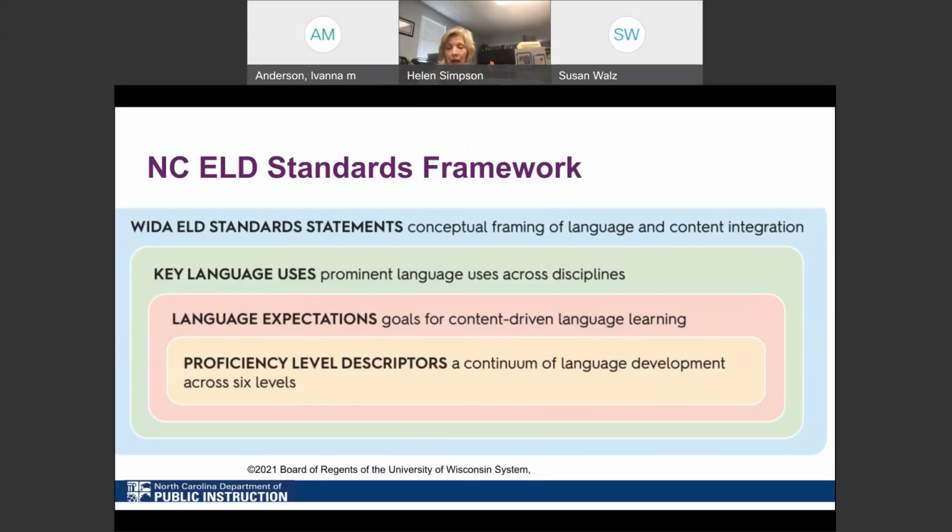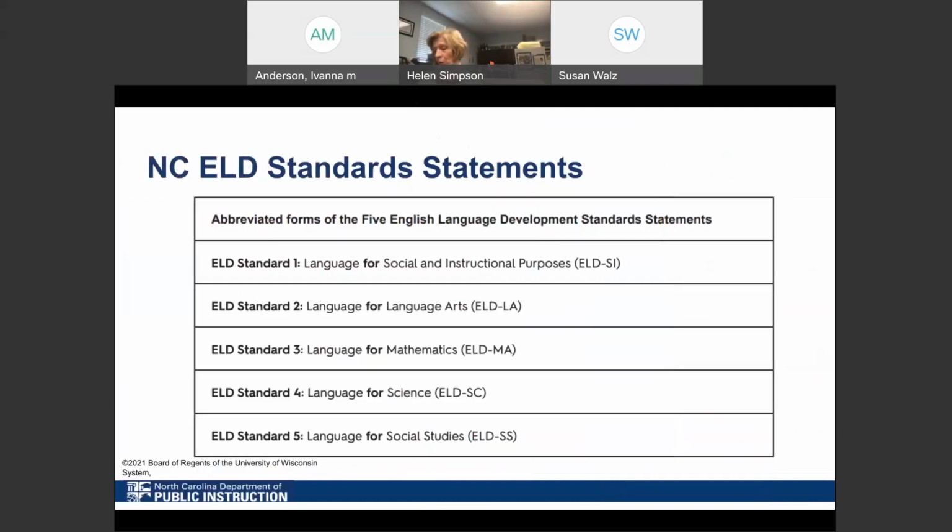Now let's do some unpacking, and we're going to begin with the broadest piece of the framework, the 5 standards. And the interesting thing is the 5 standards for WIDA are unchanged. And so the social and instructional language, that's of course setting classroom norms, procedures, routines, the language that you use for that, the language of schooling in general, the language of discussion, peer interactions. So it's a very broad standard that crosses all content areas.